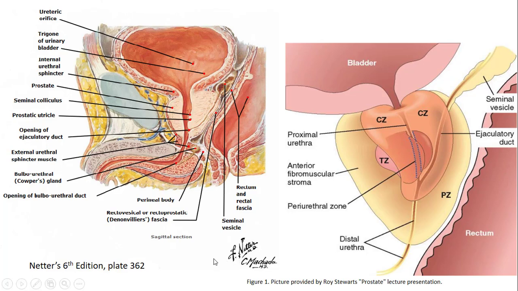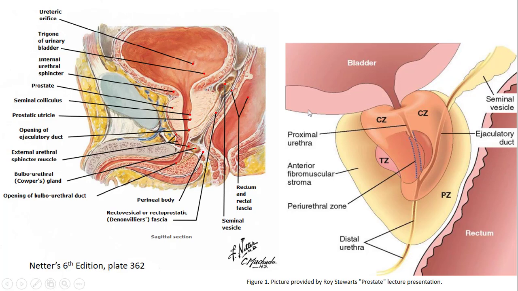Now we're in a sagittal view, and this is the patient's anterior side here and posterior side. And we have a very similar drawing here with the anterior side and the posterior side. Once again, note that this is Netter's 6th edition, plate 362. So again, 6th edition, not the 5th.